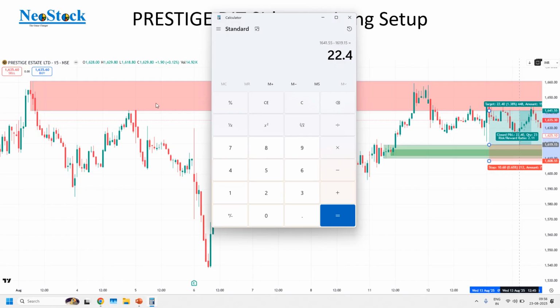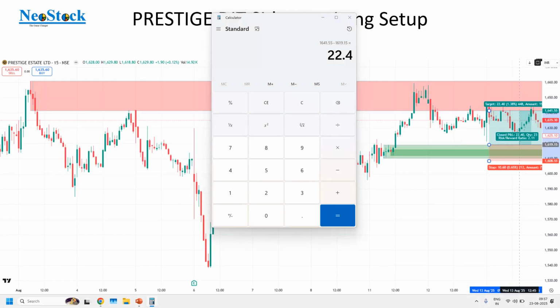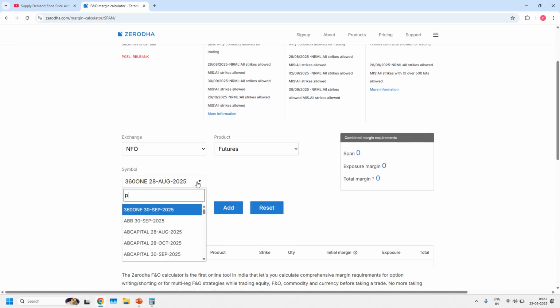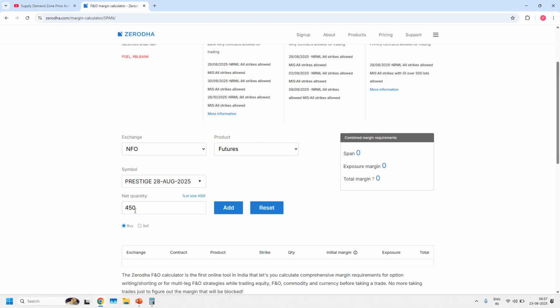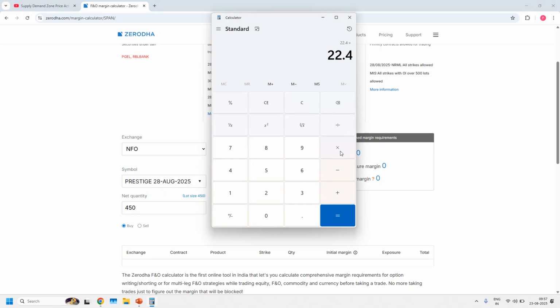Okay, 22.4, which stock? Prestige, right? So I am considering Prestige August futures. And what is the net quantity? One future lot is 450. So 22.4 into 450, you would have got 10,000 rupees profit in 2 trading sessions: first trading session entry, next trading session exit.